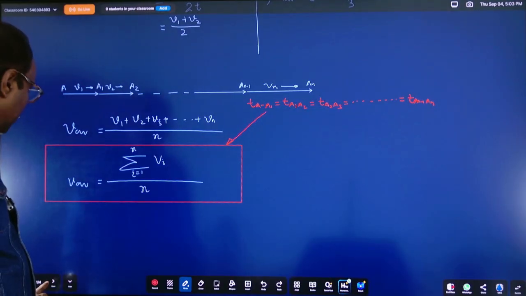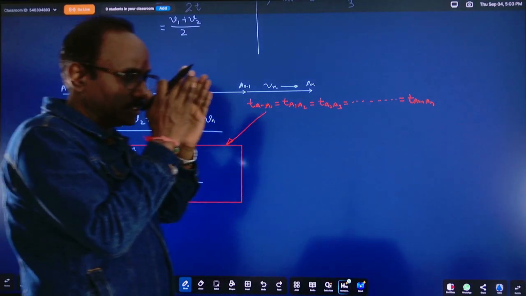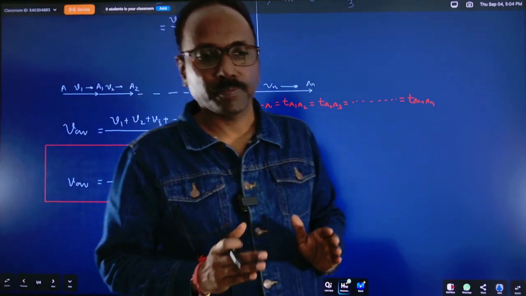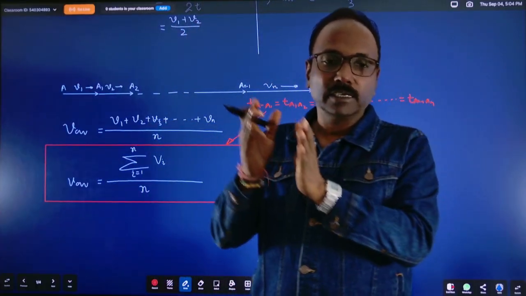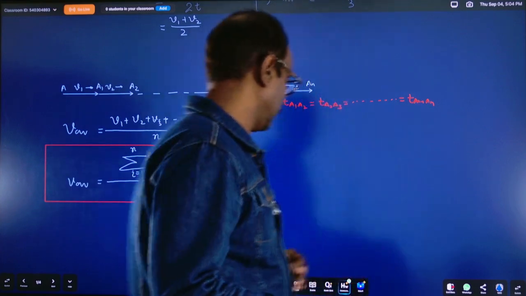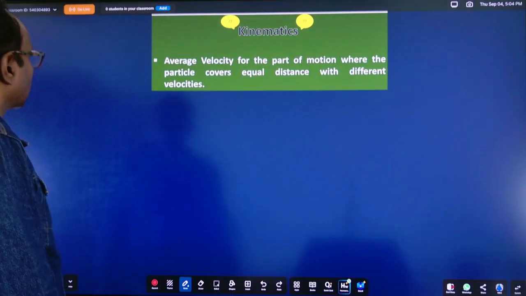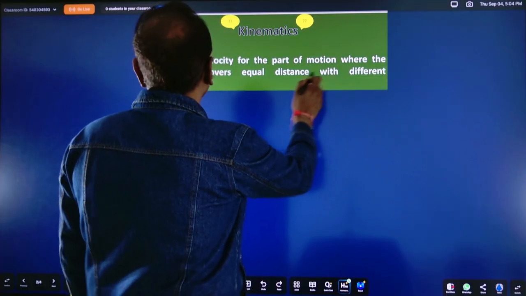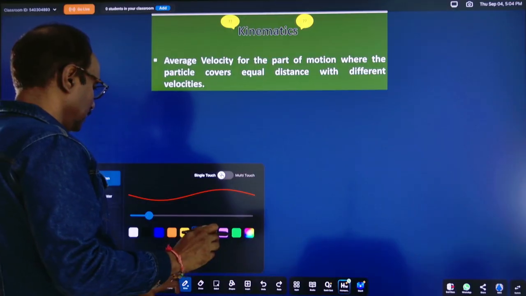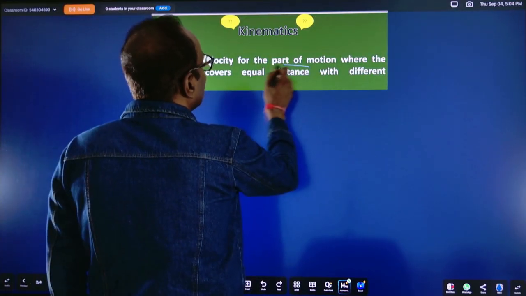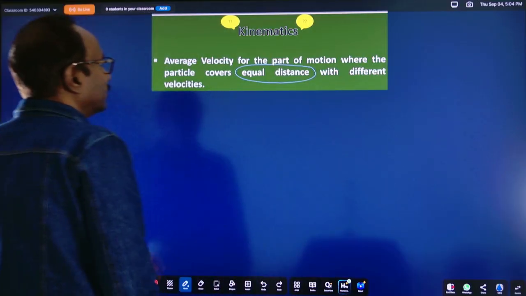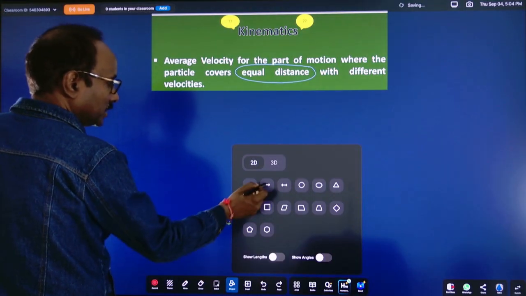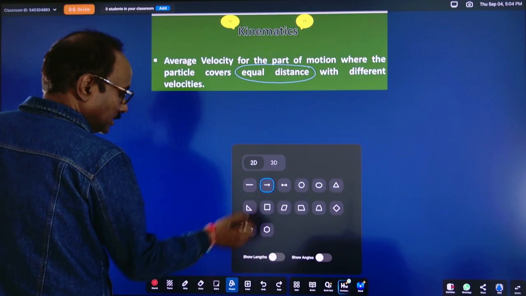Now let us go to the next part. Here we have done for the same equal interval of time. Now we will do the equal distance. Average velocity for the part of motion where the particle covers equal distance. This is your condition with different velocities. So now the situation has come change like this.